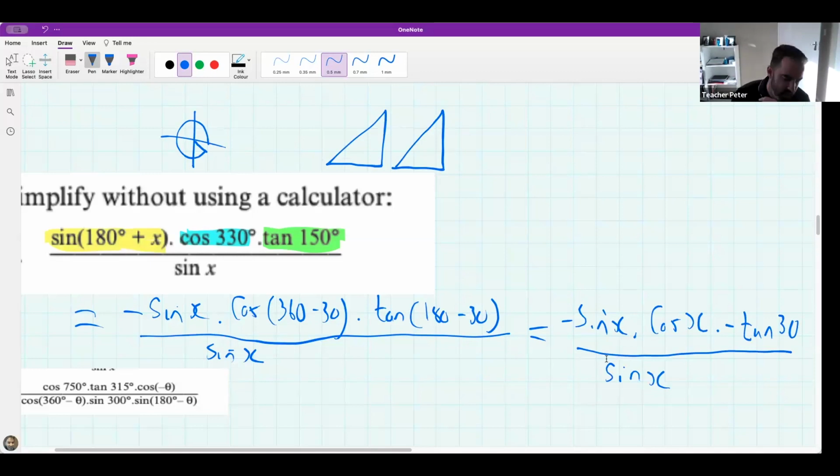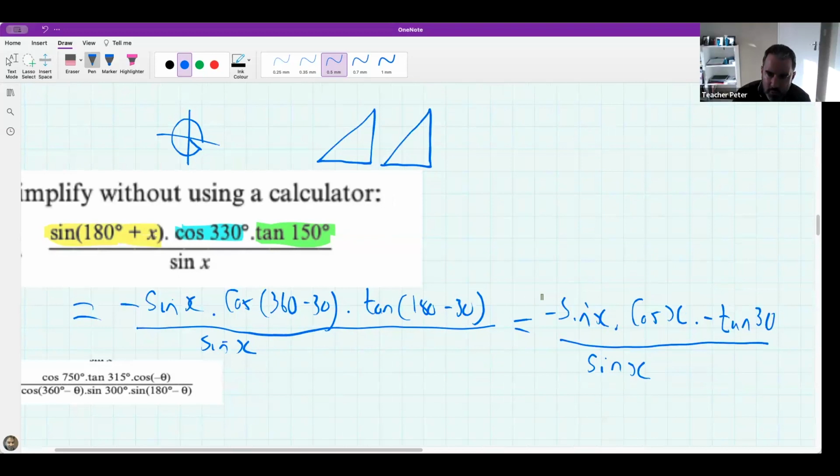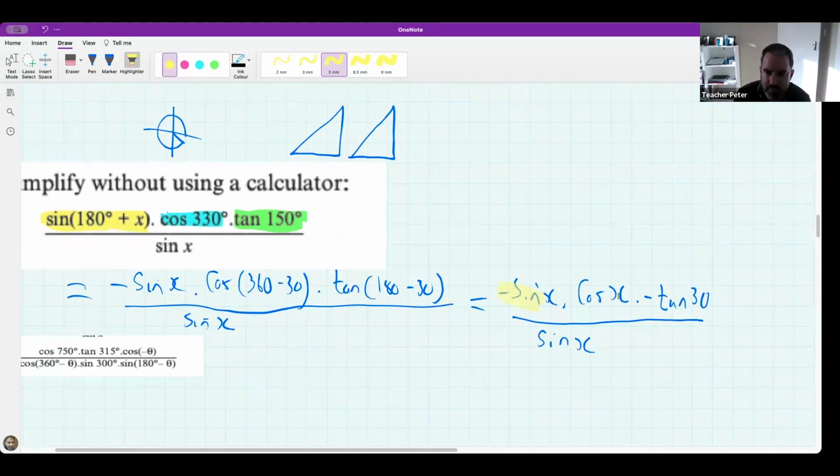Who can tell me what I have to do next? So in terms of the question, I have reduced the yellow bit to that. The blue bit, oh, did I just make something up? It's not cos x, it's going to be cos 30. So be careful on that. So that is the blue bit.